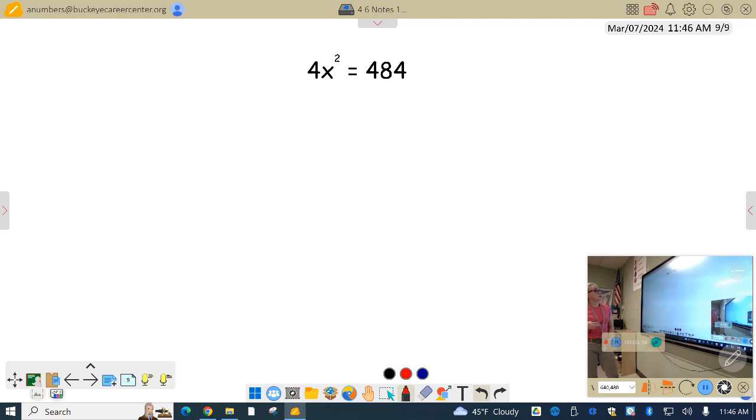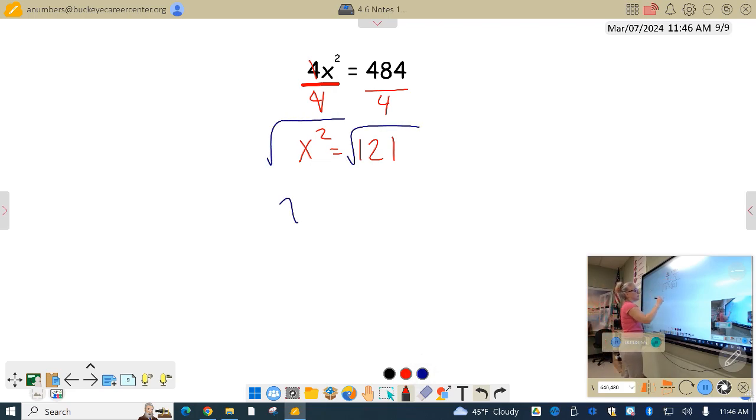Finally, solving equations with perfect squares, solving equations with square roots. I'm going to divide by 4 like I would in a normal equation. So I have x squared equals 121. The opposite of squared is square root, so I'm going to take the square root of both sides. Okay, and I'm going to get x equals.